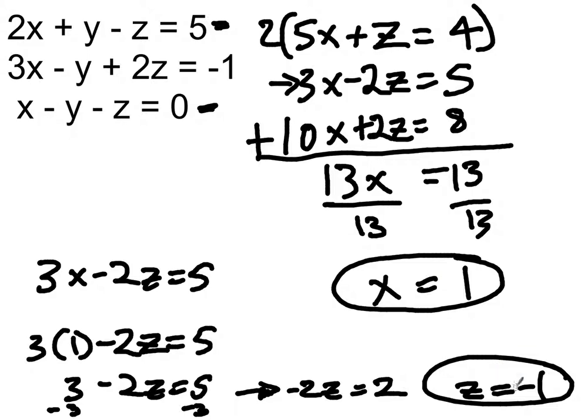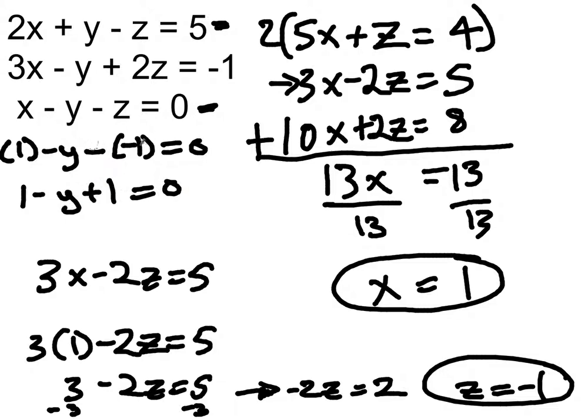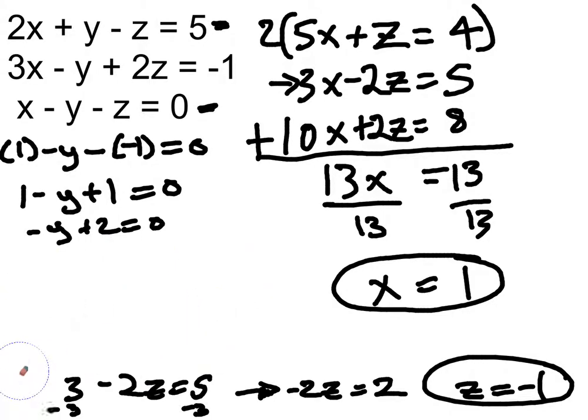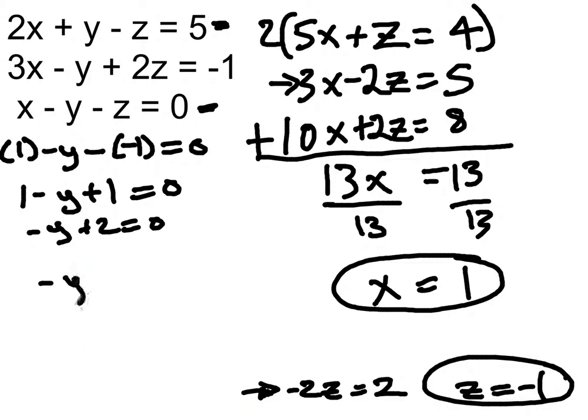So now I've solved for my x and z portion. I plug both of these back into any of these 3 equations, and I can figure out what y is. I'm going to use the bottom one because it's the easiest. So x is 1, y is what we're looking for, z is negative 1, and this should all add up to give me 0. So that's the same thing as saying 1 minus y plus 1 equals 0. Negative times a negative is a positive. Combine like terms. Now I have negative y plus 2 equals 0, which means negative y equals negative 2 or y equals positive 2.